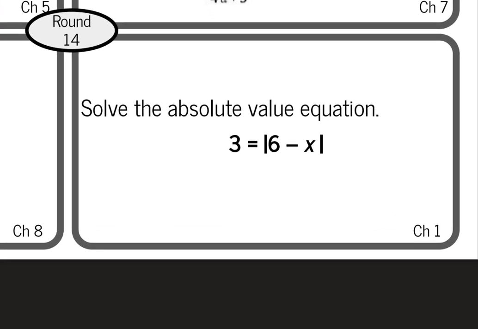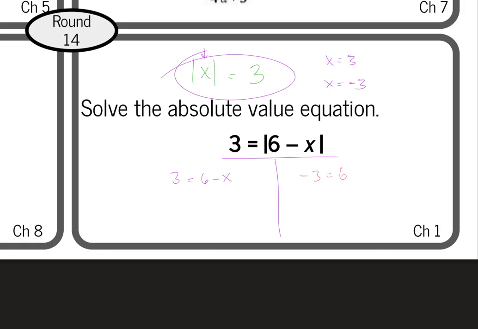Solve this absolute value equation. I don't know if you remember, but the absolute value of x, if I said it was 3, what number could be inside of here that would make this true? Well, 3 would work because the absolute value of 3 is 3. But also negative 3 works because the absolute value of negative 3 is 3. So how you solve this is you're going to have a positive version and you're going to have a negative version. And then you solve.